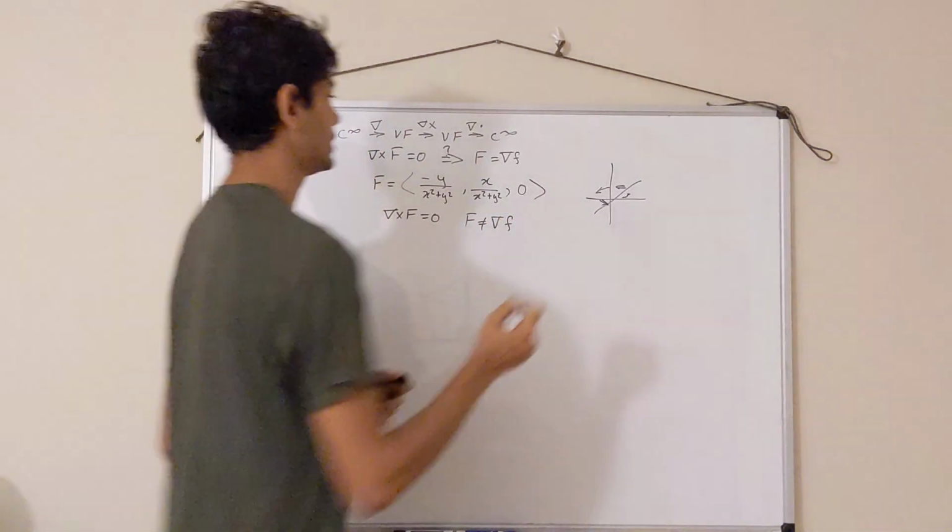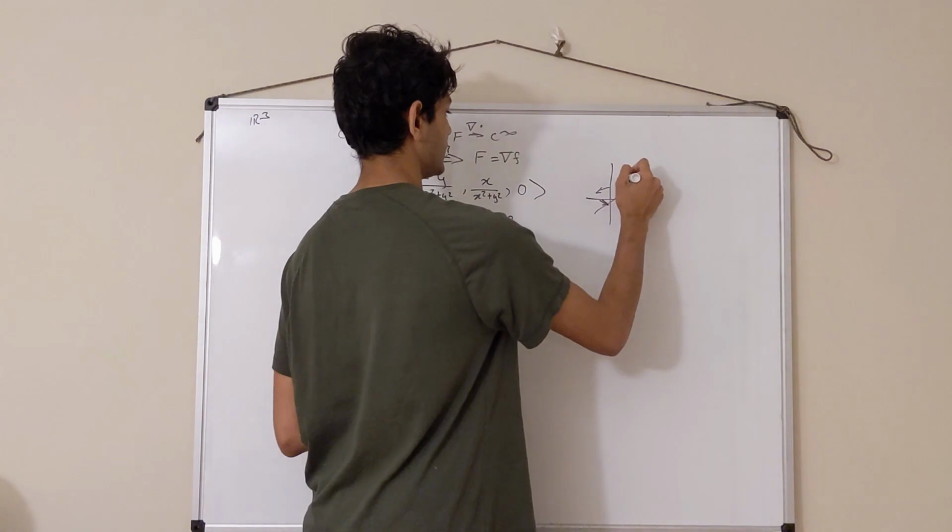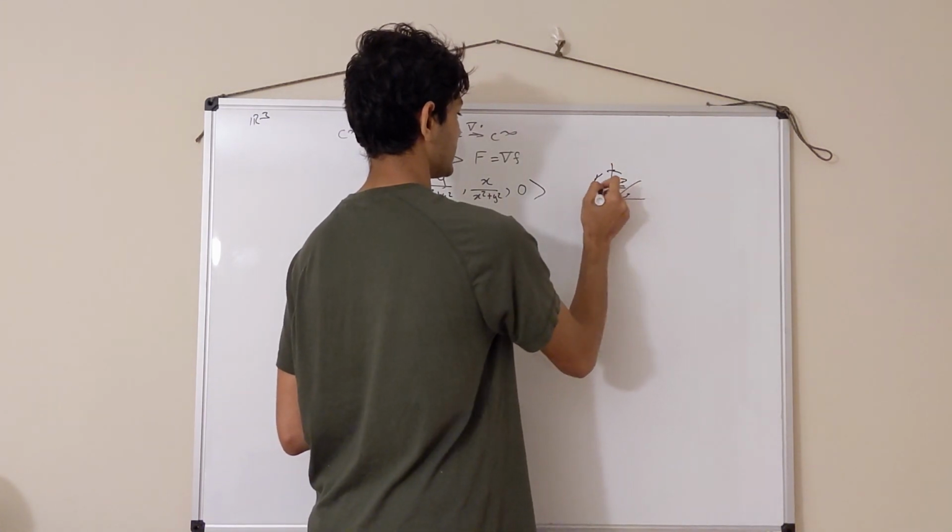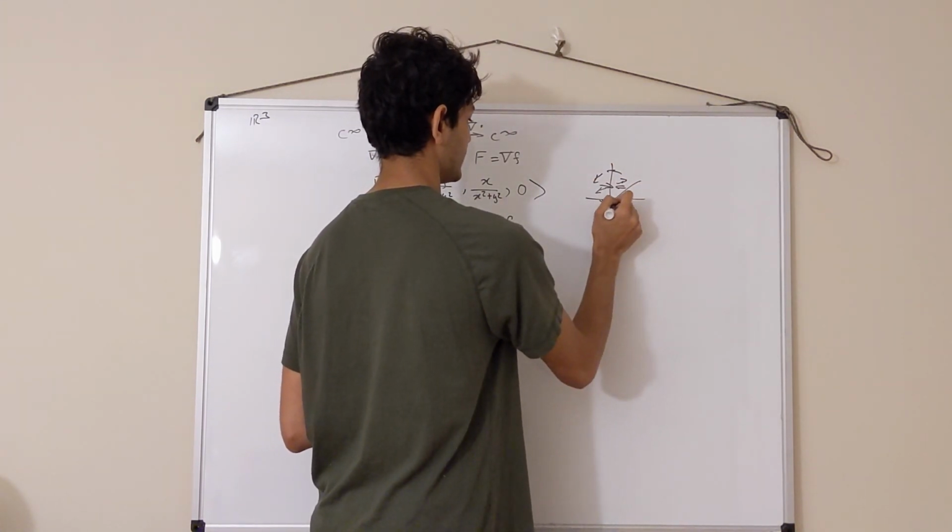So why is this true? Well, roughly, intuitively, you can see this because this vector field is going to look the same if you translate vertically.